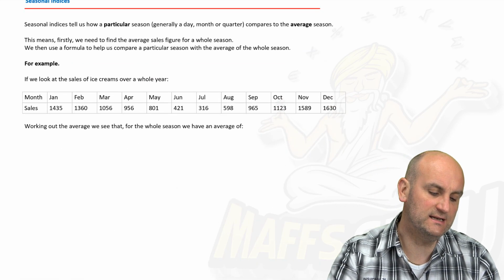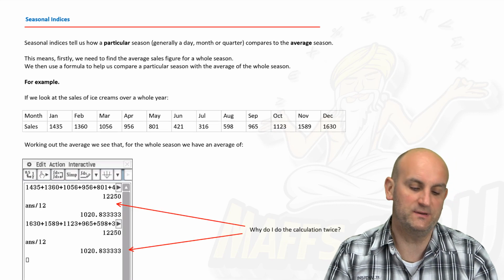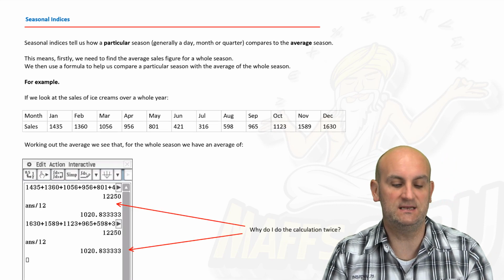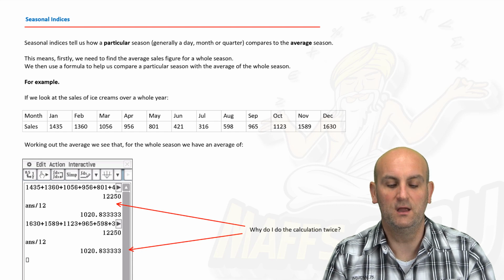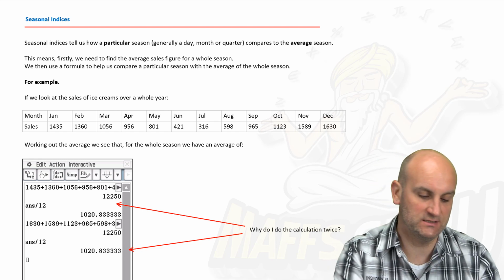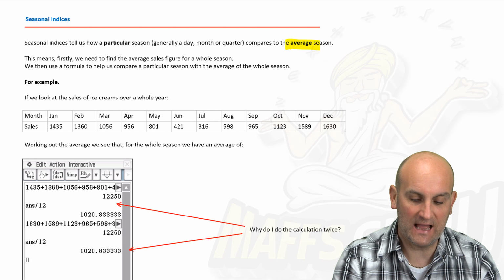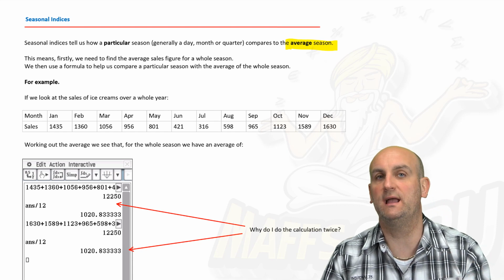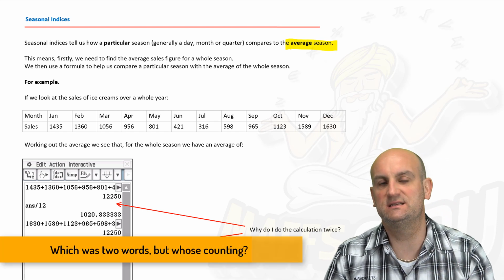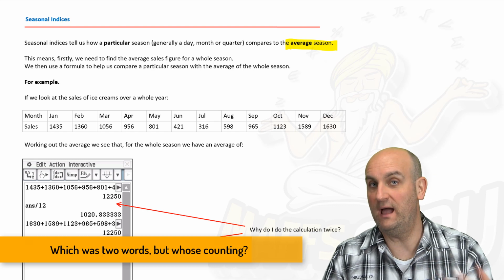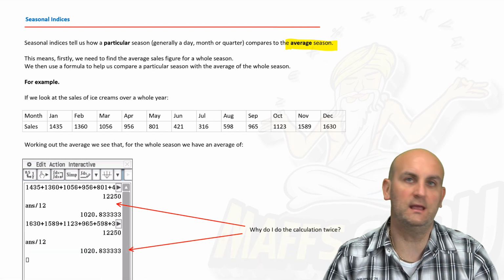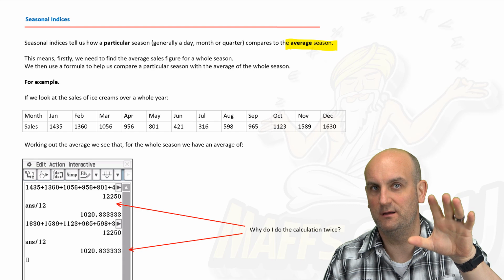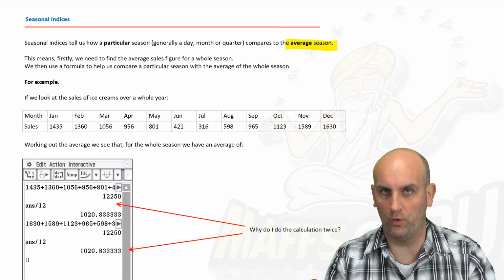Okay, seasonal indices. Seasonal indices tell us how a particular season, generally a day, a month, or quarter, compares to an average season. The most important word there is average season, because to work out these seasonal indices, you need to use averages. We're looking at comparing one season with the average for all seasons.